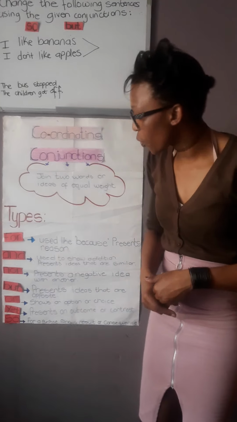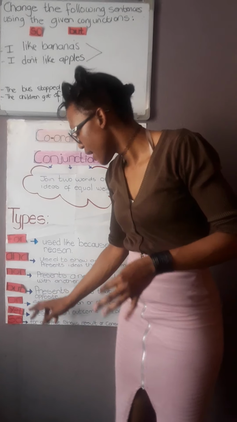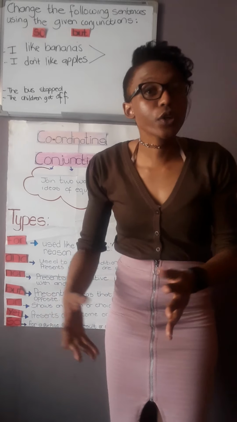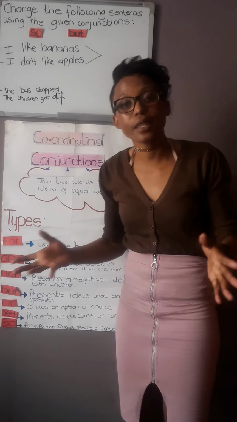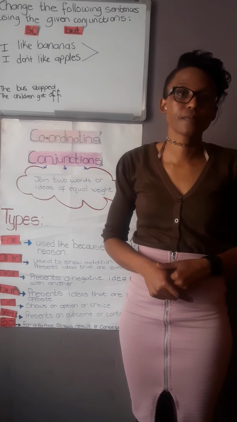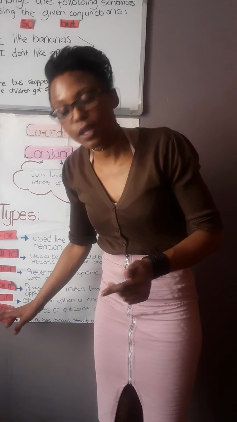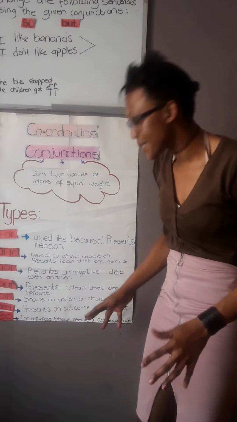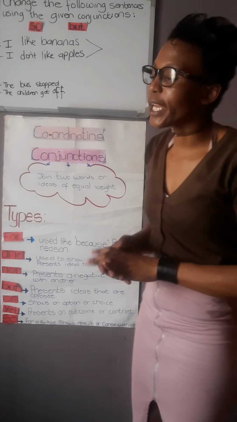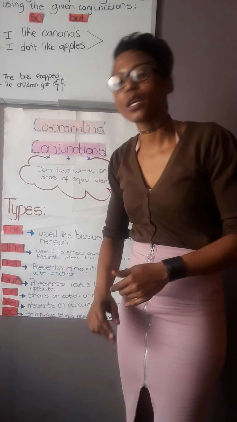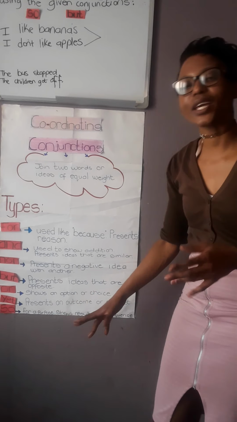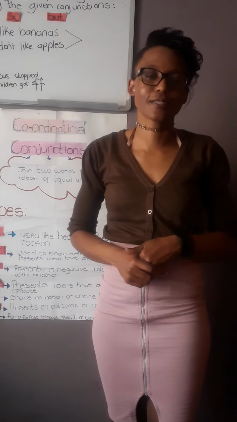And then we move to the fourth coordinating conjunction in the FANBOYS, "but", and here we see that "but" presents ideas that are opposite. We'll then look into the fifth coordinating conjunction in the FANBOYS, being "or", and "or" here shows an option or a choice. We look at the sixth coordinating conjunction in the FANBOYS, "yet", and "yet" presents an outcome or contrast. And then finally, we look at the seventh coordinating conjunction in the FANBOYS, "so", and "so" represents a purpose or it shows us a result or a consequence.